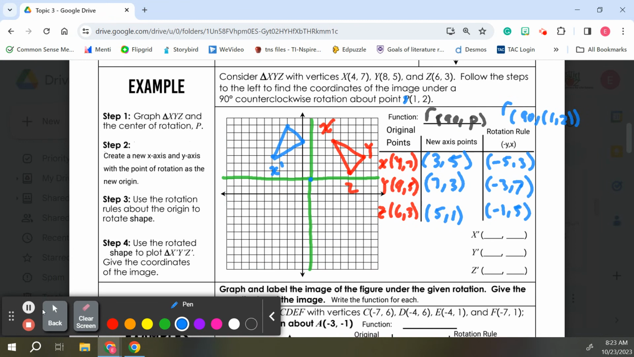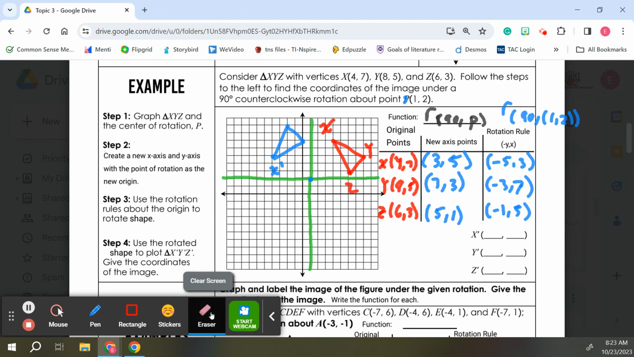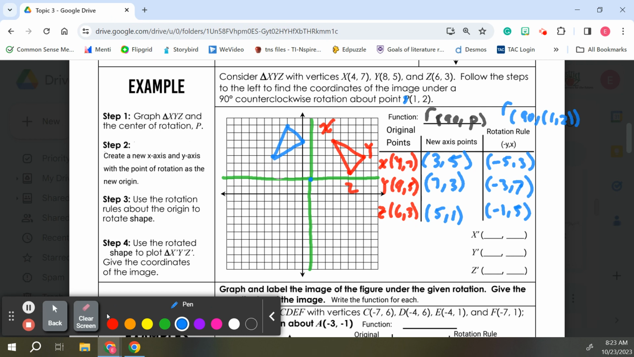Oops, that's not x. X prime, yes. Y prime, Z prime. Okay. So, yeah.